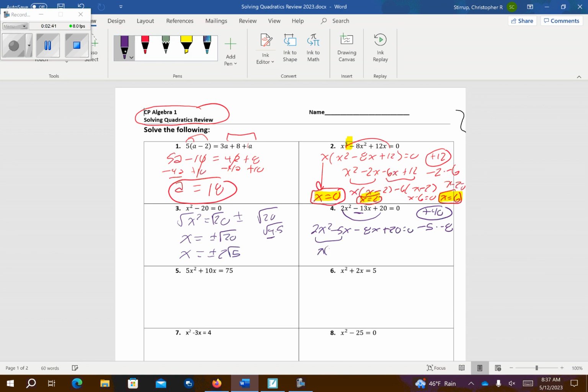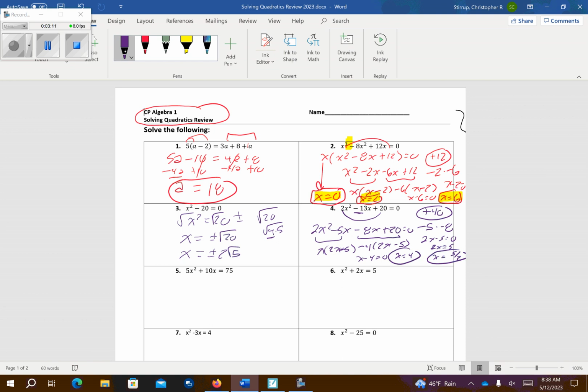Let's factor an x out, so I get 2x minus 5. And then that's a minus right in there. And then I can factor up here, I can factor a negative 4 out. Notice the signs changed. So I'm going to get 2x minus 5 equals 0. So add 5. Divide by 2. So I get 5 over 2 for one answer. And then x minus 4 is the other one. So it equals 0. So x is equal to 4.